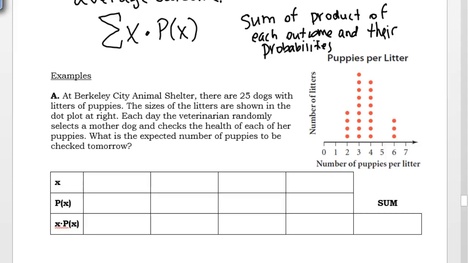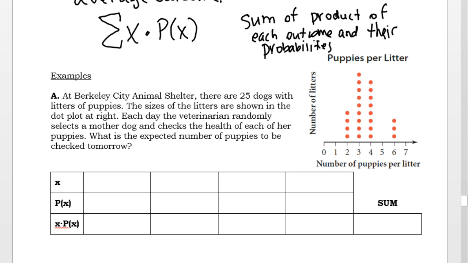So the first example says, at Berkeley City Animal Shelter, there are 25 dogs with litters of puppies. The sizes of the litters are shown in the dot plot at right. Each day, the veterinarian randomly selects a mother dog and checks the health of each of her puppies. What is the expected number of puppies to be checked tomorrow?